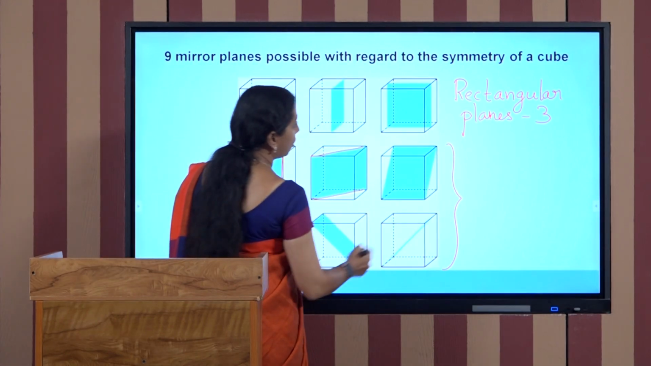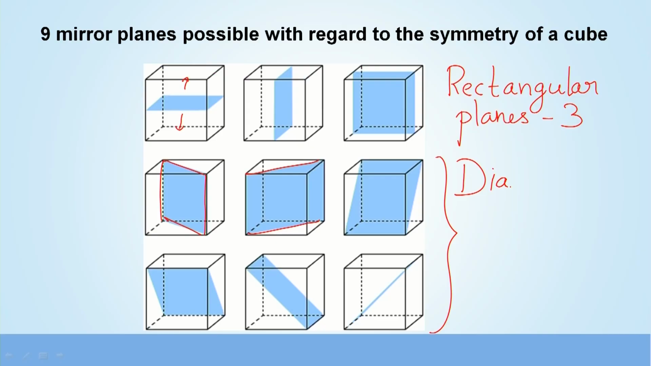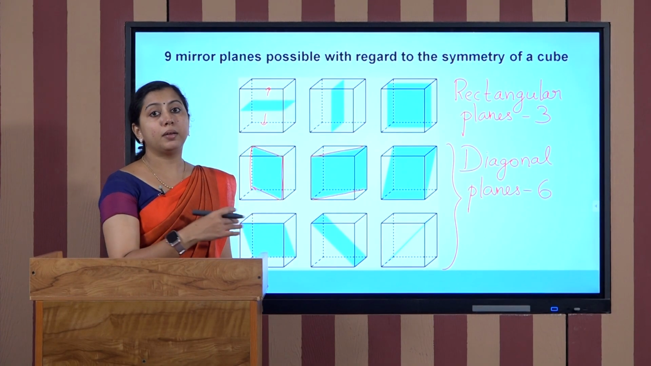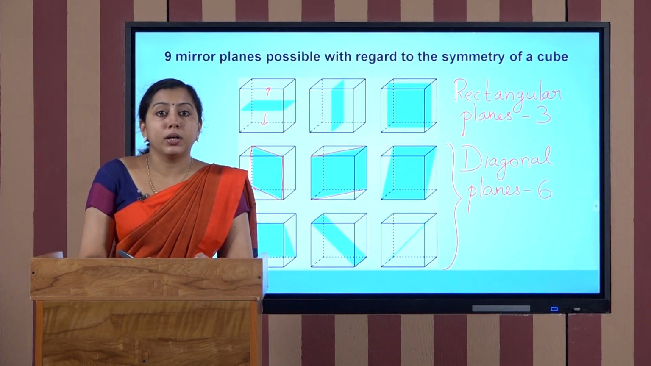So, these are called diagonal planes of symmetry. There are total of 6 diagonal planes of symmetry. So, in total there are 9 mirror planes or plane of symmetry for a cubic crystal.